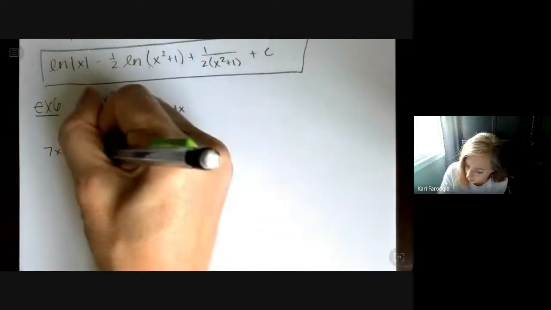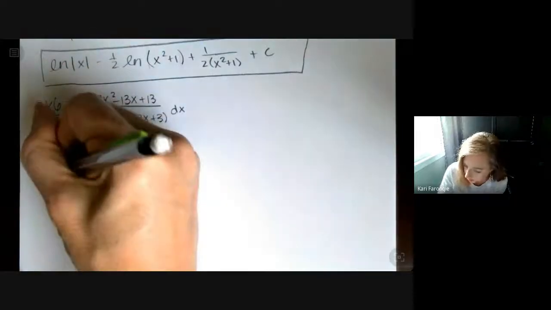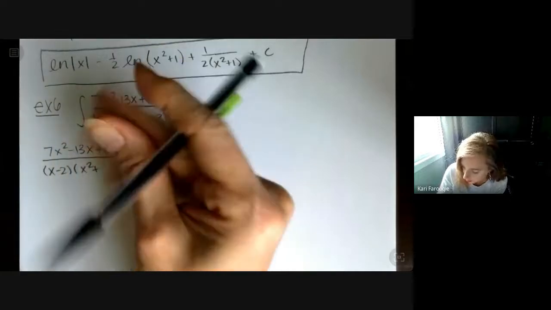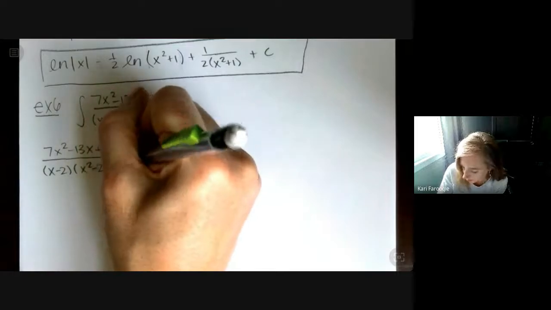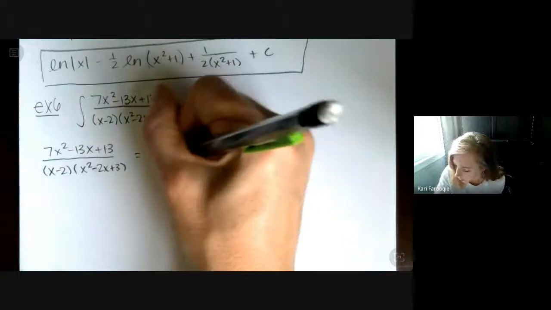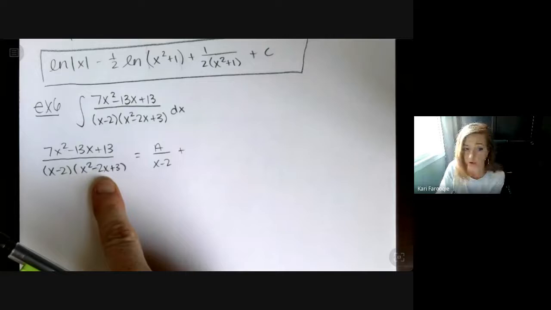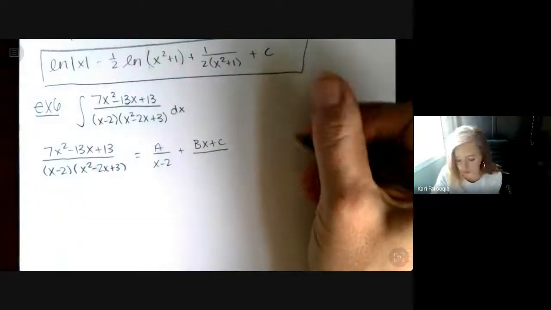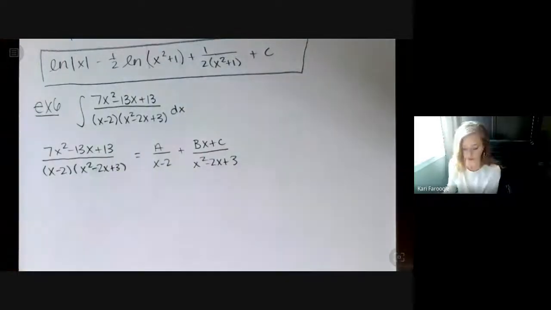7x squared minus 13x plus 13 divided by x minus 2 times x squared minus 2x plus 3 equals, then we have A over x minus 2, and then here's your quadratic factor, but it's not repeated. So the numerator is going to be Bx plus C, and then divided by x squared minus 2x plus 3.